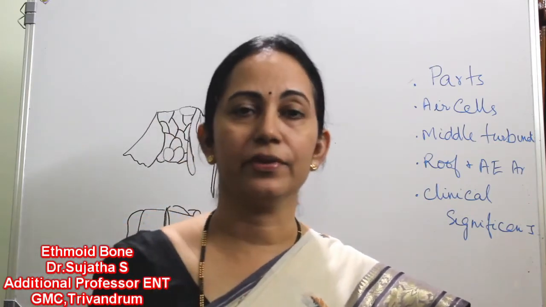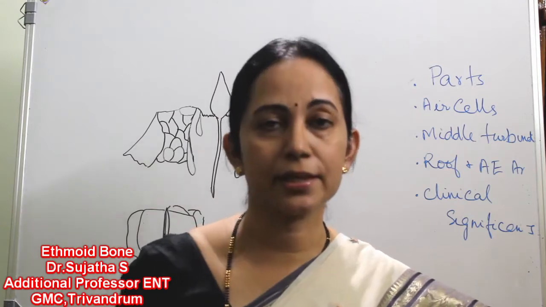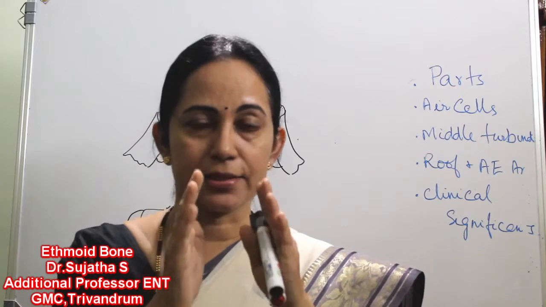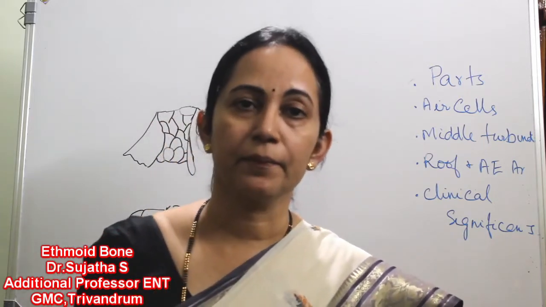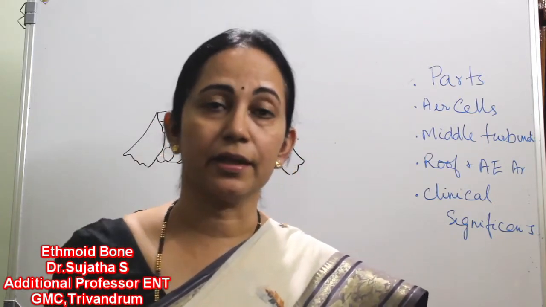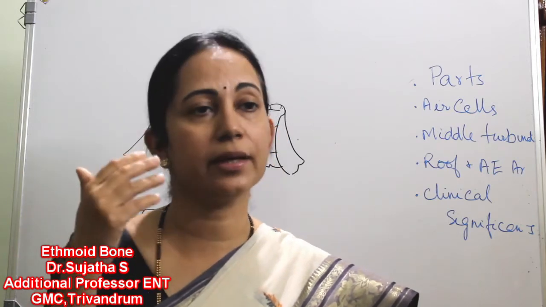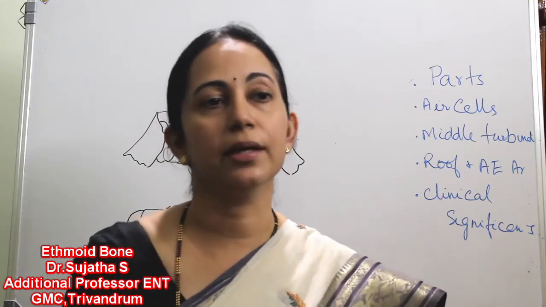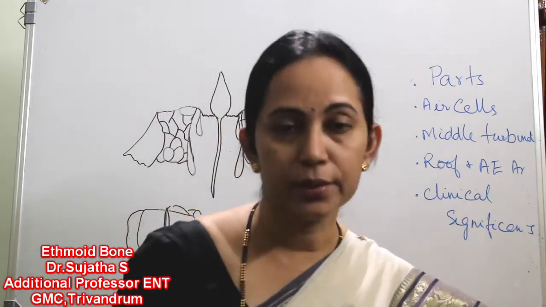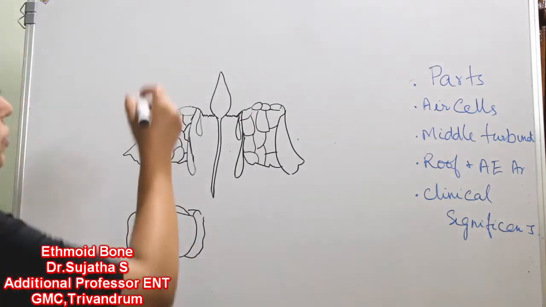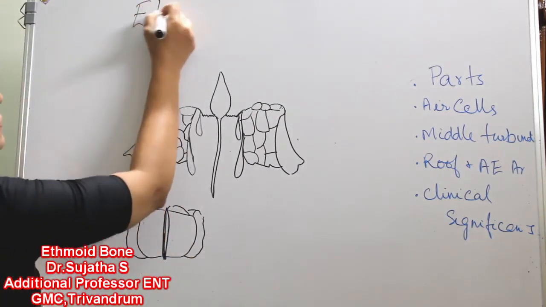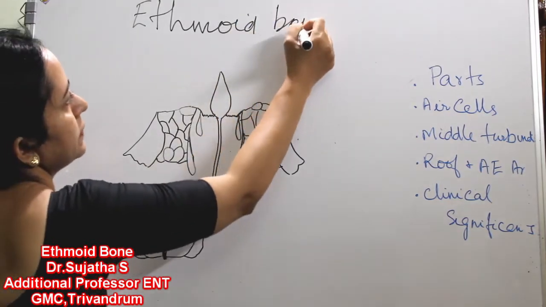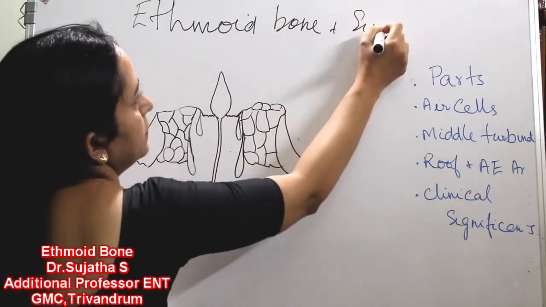But in life, this ethmoid bone is a master controller of all other sinuses, and it is situated in the midfacial region, and it contributes to the molding of the anterior cranial fossa, the nasal cavity, nasal septum, and also to the development of orbit. So today we will talk about the osteology of ethmoid bone and also the ethmoid sinus.